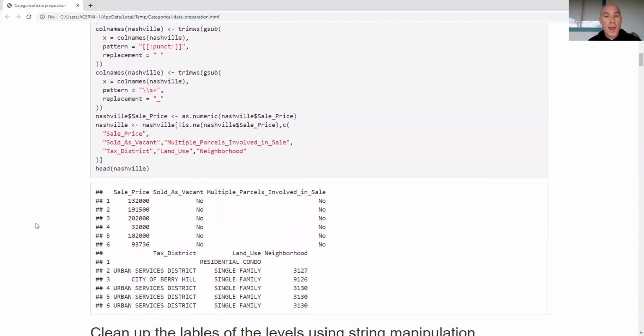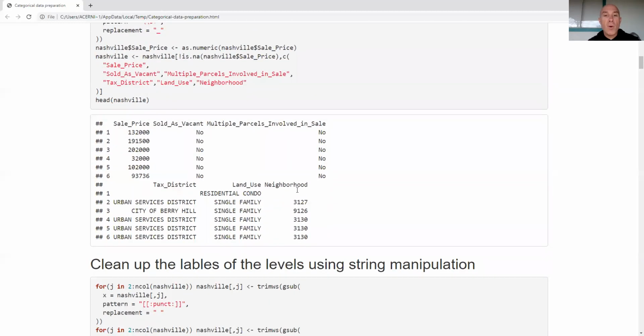Let's take a look at the data real quick. Notice that neighborhood is coded as a number, but is neighborhood a number? No, that's a label. It's like a social security number. It's not going to work to use this as a numeric variable. So now let's go ahead and clean things up.